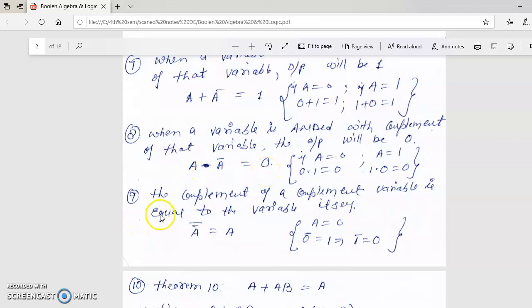Next, 9th number, the complement of a variable is equal to the variable itself. यदि किसी complement variable, example for a bar, that is a complement of variable a, is complement again, means a bar का एक बार और बार लिया जाए, then we get the original variable, that is a. Okay.